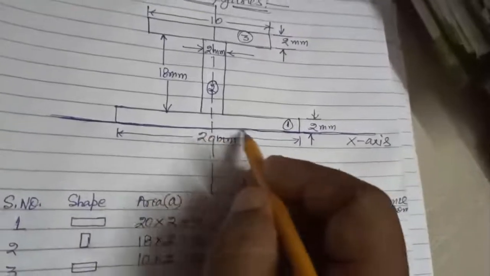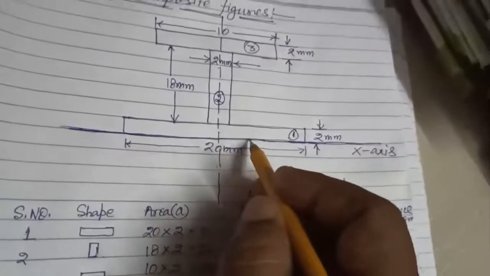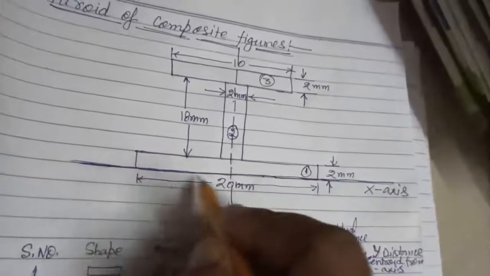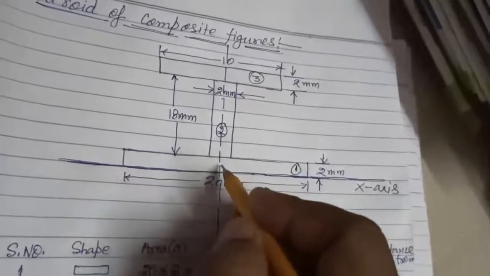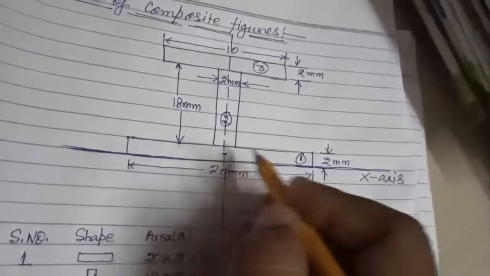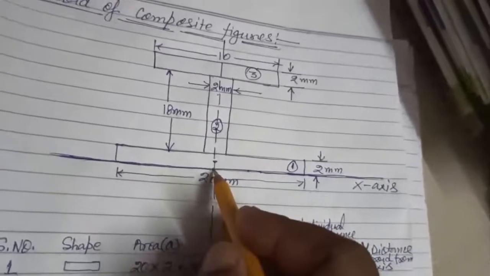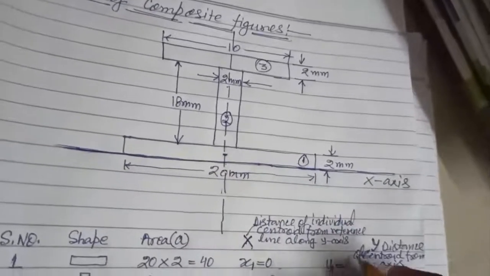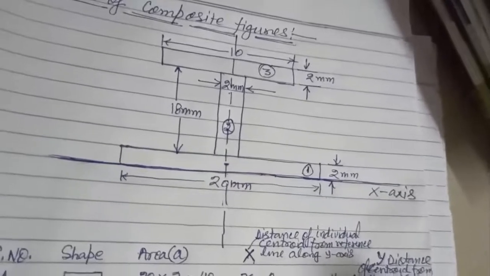This one is the x-axis. From here, the y coordinate of the centroid of this figure will lie here. So this is the distance y1, and this will be equal to 1.